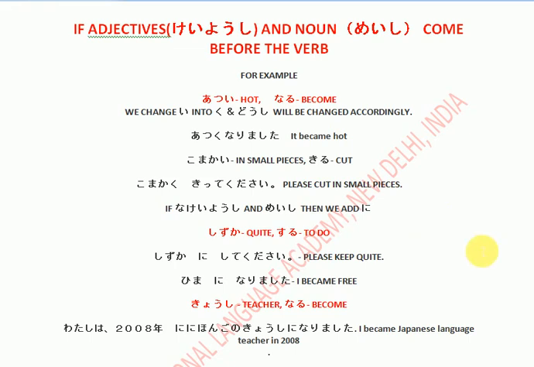So this is our adjective chapter. If some students follow Minna no Nihongo, chapters 8, 12, 16 and 19 are related to i adjectives and na adjectives. You can go through them. Hope it will help you.